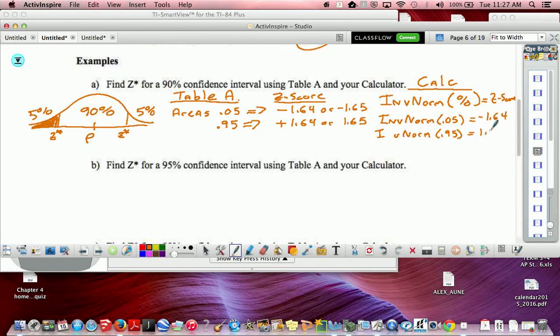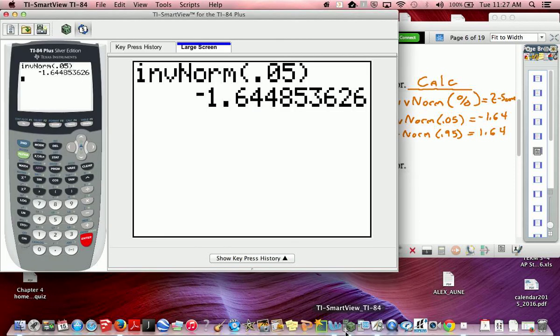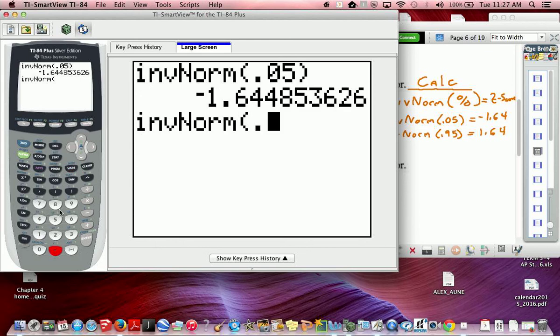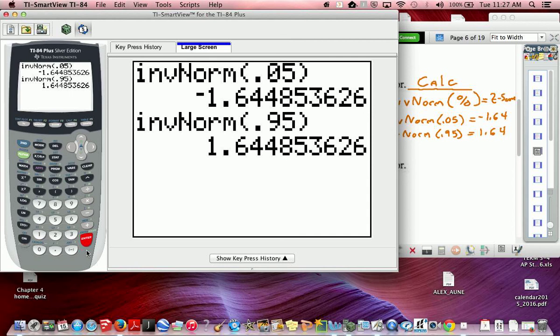If we do the other one, I bet it's 1.64. Just to show you, second vars, number 3, 0.95. Look at that, 1.64. We got our critical value. This is telling us how many standard deviations I have to go to the left and to the right to create my confidence interval.